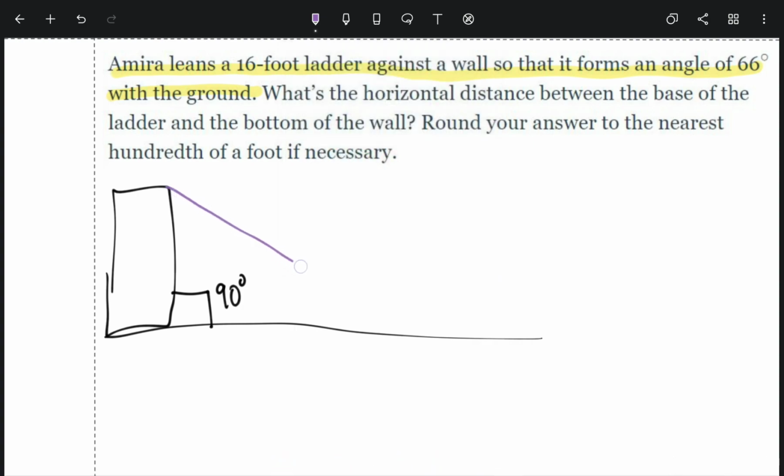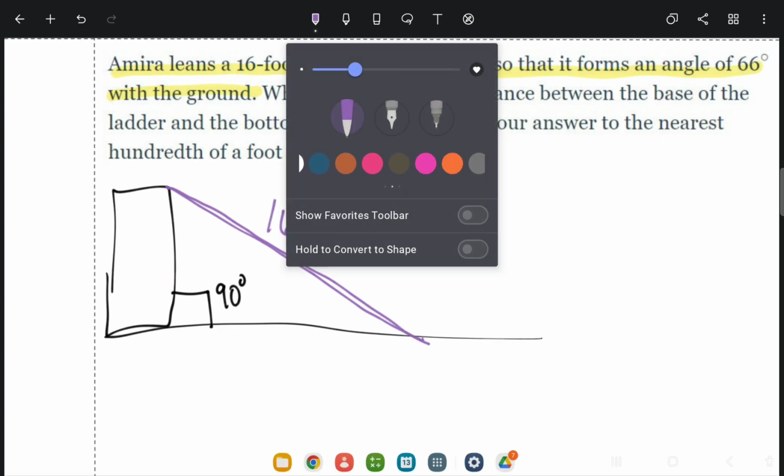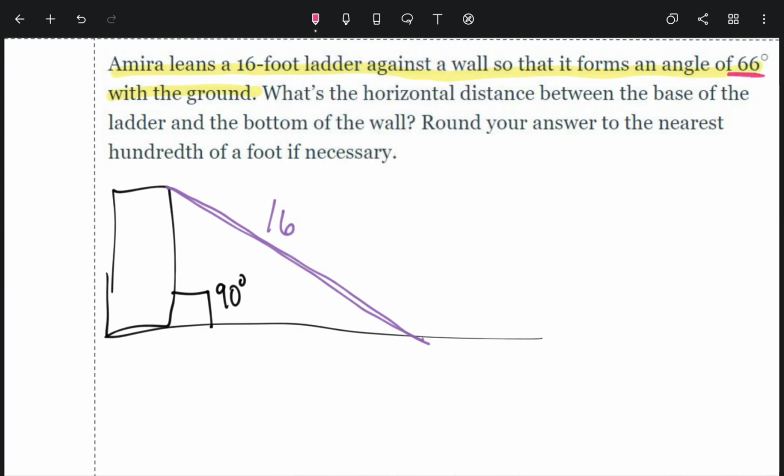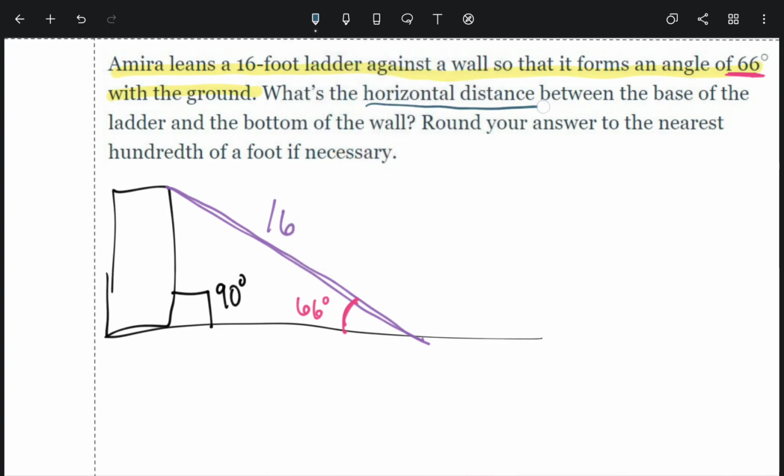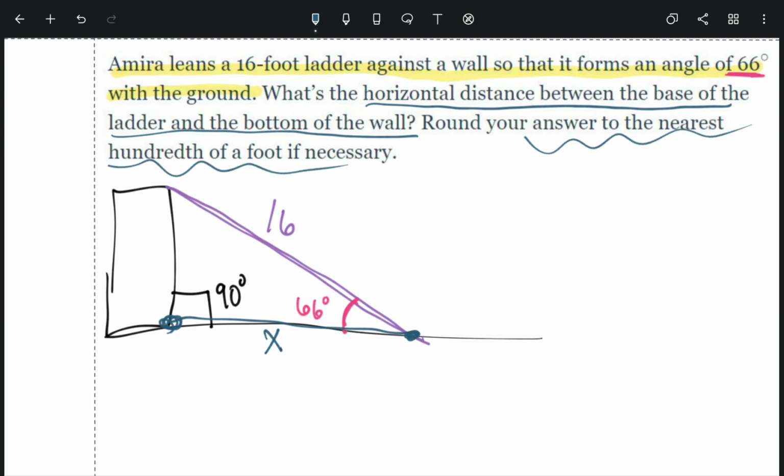We are told that there is a ladder here that is 16 feet, and it forms an angle of 66 degrees with the ground. So this angle here is 66 degrees. We want to know what the horizontal distance between the base of the ladder and the bottom of the wall is. So that's from here to here. That is our unknown. And we want to round our answer to the nearest hundredth of a foot if necessary.